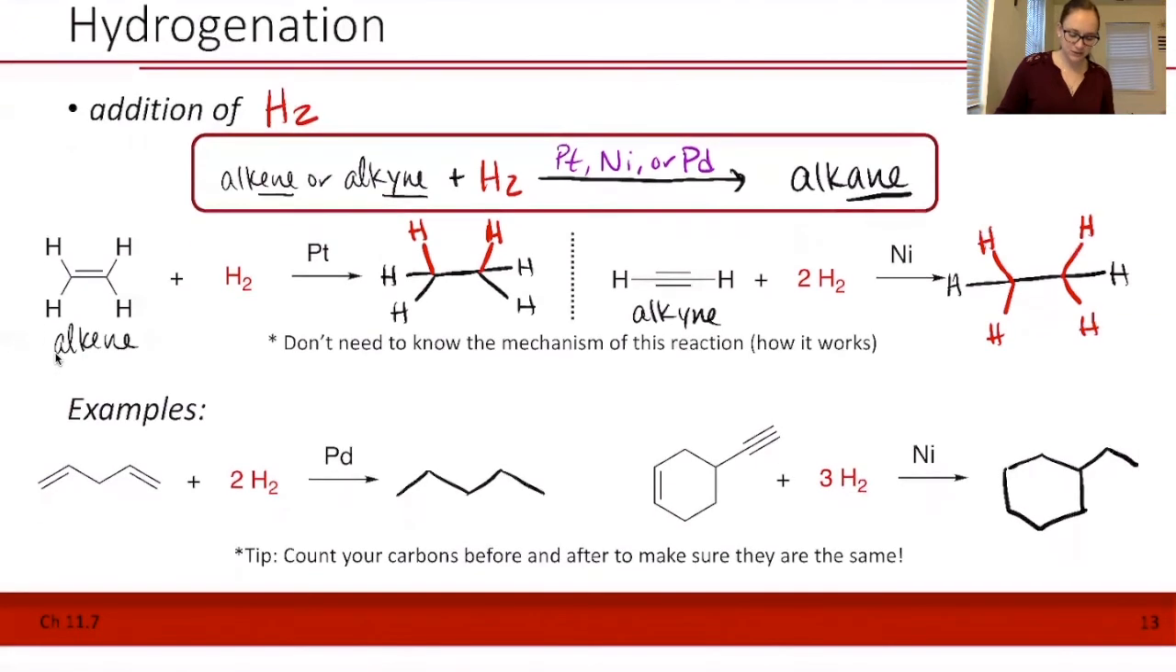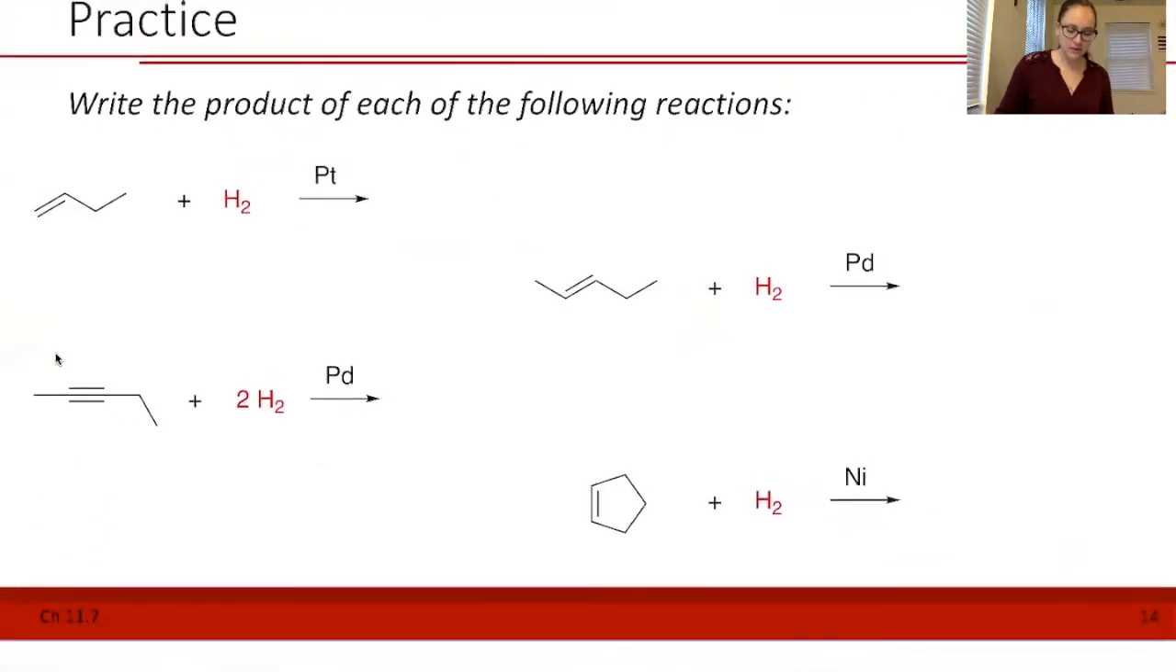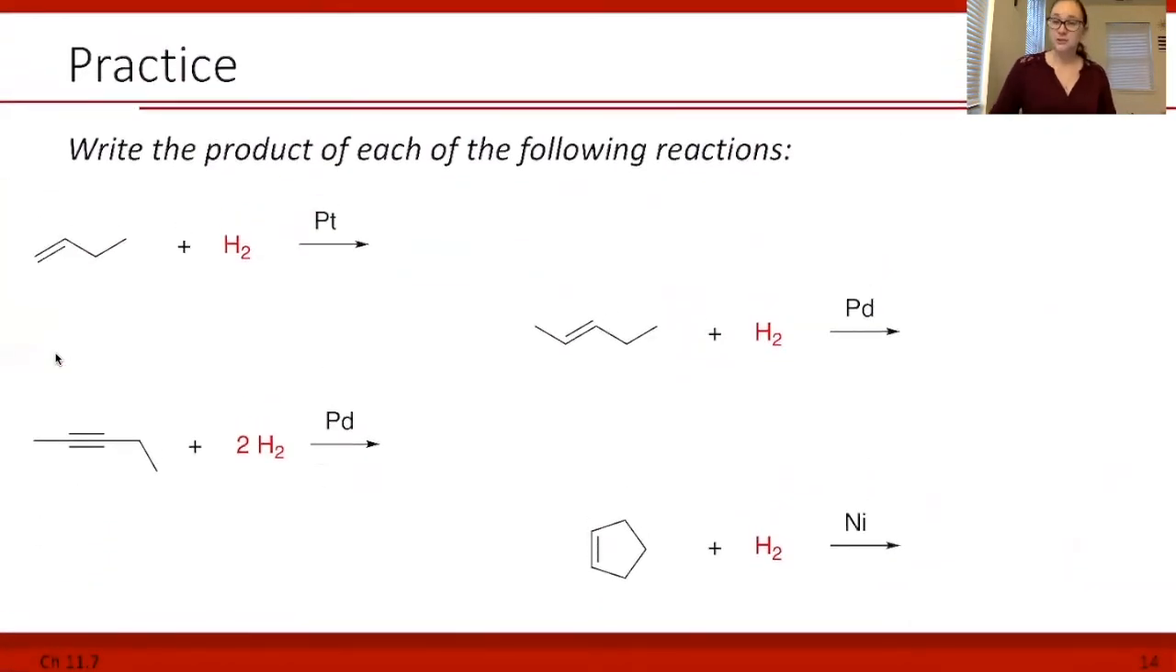Okay, let's do some practice with this. So pause the video and go ahead and try getting these answers on your own. Pause your video, do it on your own, and then I'll write out the answers. Okay, so let's look at these answers. We have this alkene here with 1 equivalent of hydrogen and our platinum catalyst. That ends with our alkane.